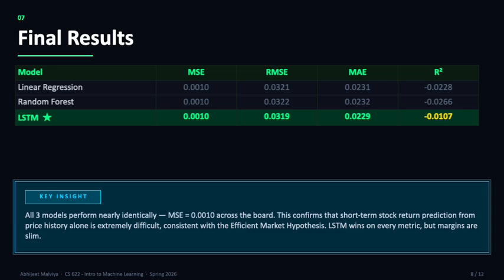The key insight is that all 3 models perform nearly identical, which is not a failure, it's a meaningful finding. It confirms that short-term stock return prediction from price history alone is extremely difficult, which is consistent with what the efficient market hypothesis predicts, which I mentioned earlier.